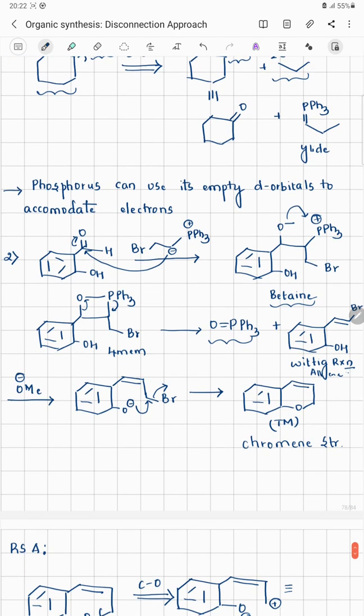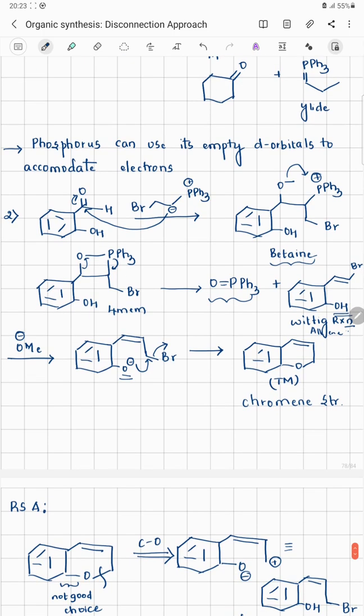Further, if I utilize this alkene system, I can easily cyclize it. There is an OH over here. Definitely in the presence of a base, the proton can be abstracted. This proton will be cleaved away, so that a negative charge is generated on oxygen. Oxygen can now attack the carbon, so that bromine acts as a leaving group. In turn, the cyclization takes place to give a chromene structure. So this is one of the classical examples for the synthesis of the chromene structure, which looks like a coumarin structure.